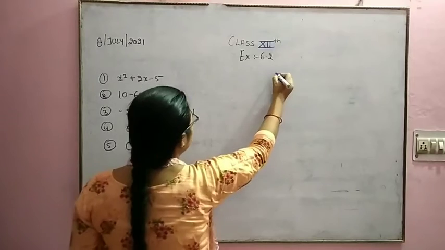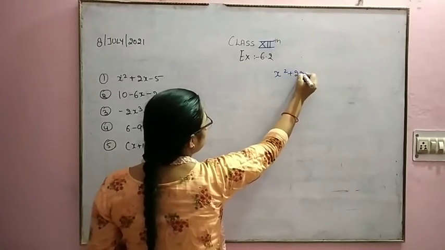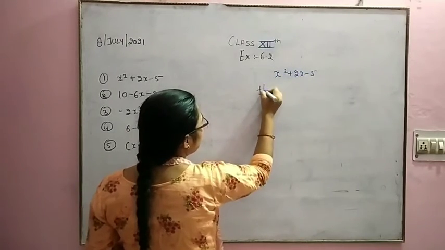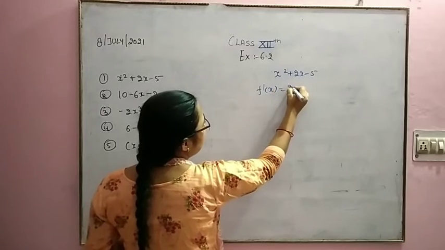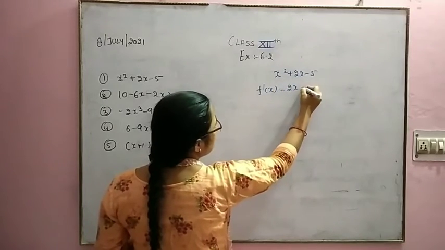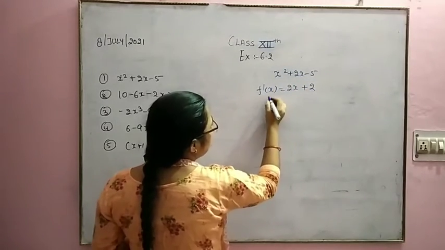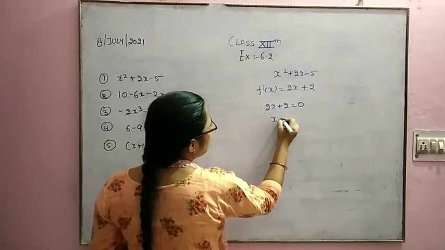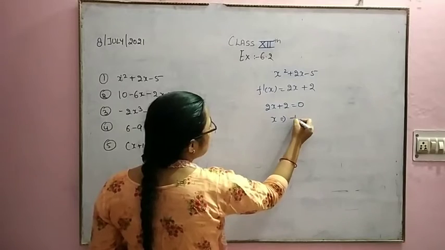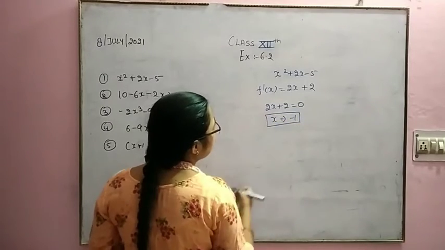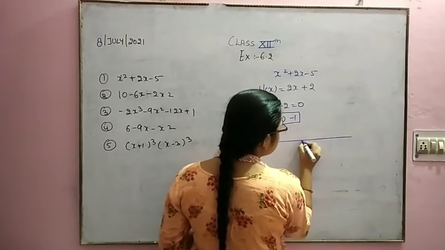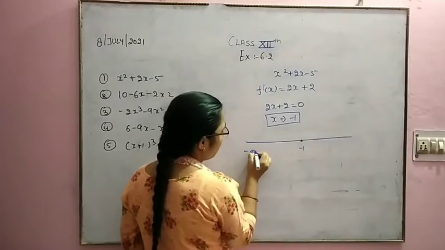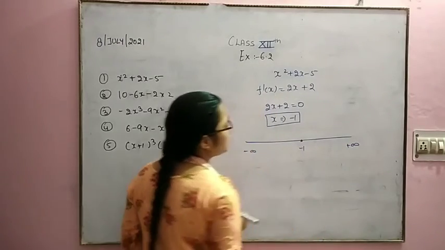First we have x square plus 2x minus 5. So firstly we have to find out f dash x. For f dash x we get 2x plus 2 here. Now compare this, f dash x equals 0. By solving this we get x equals -1. Correct? Now draw a number line. -1, this is negative infinity and this one is positive infinity.